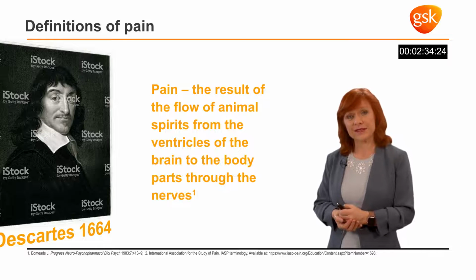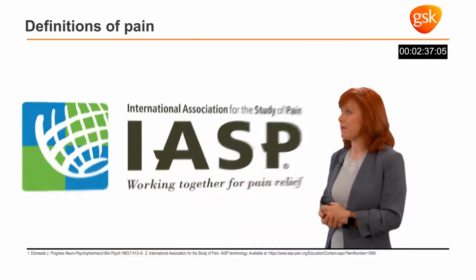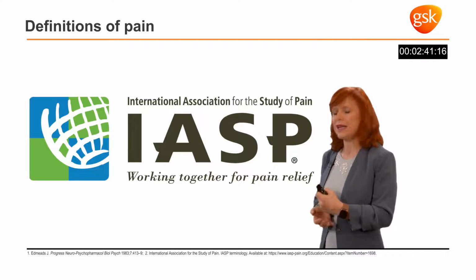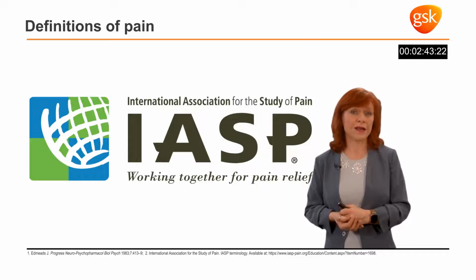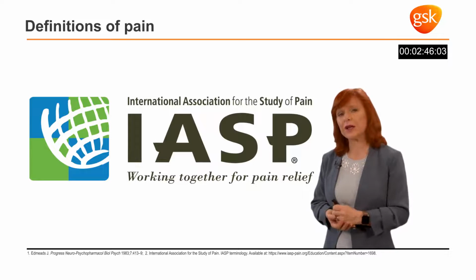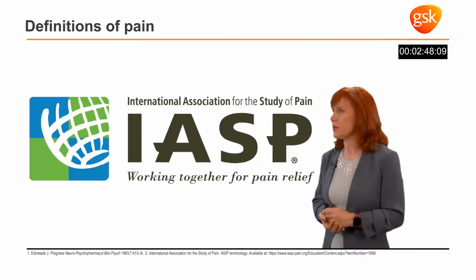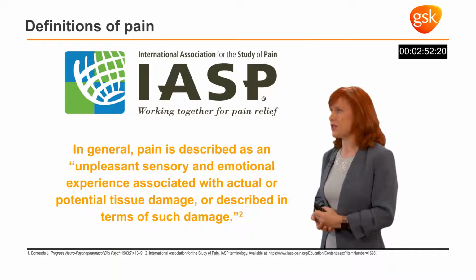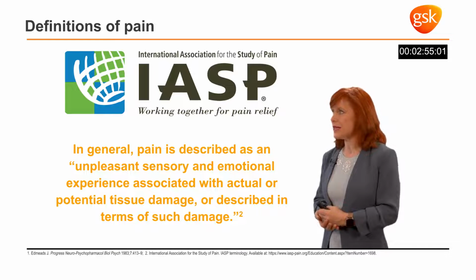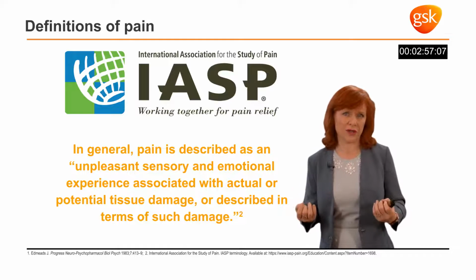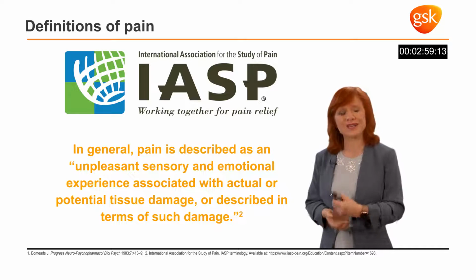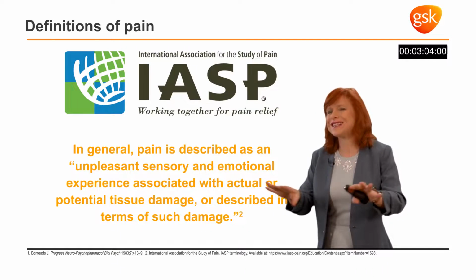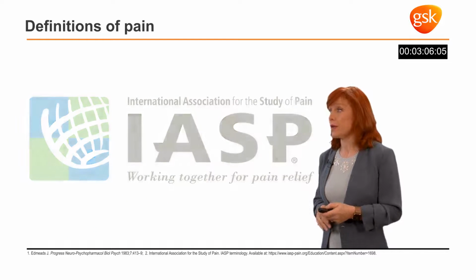But the International Association for the Study of Pain has a definition that perhaps many of our patients would recognize, but interestingly, when we look at chronic pain, perhaps they wouldn't. So in general, pain is described as an unpleasant sensory and emotional experience associated with actual or potential tissue damage, or described in terms of such damage. But certainly when we come to chronic pain, we need to tease that out a little bit more.